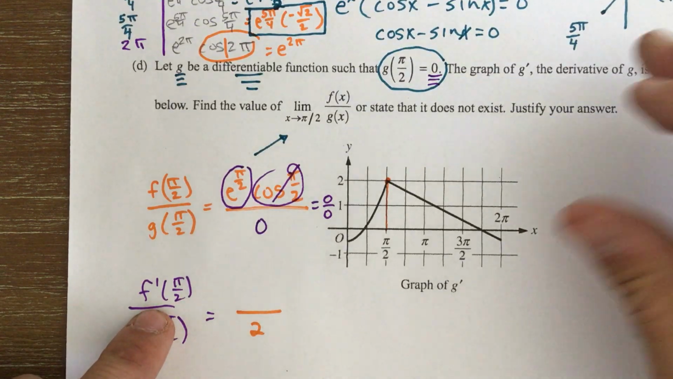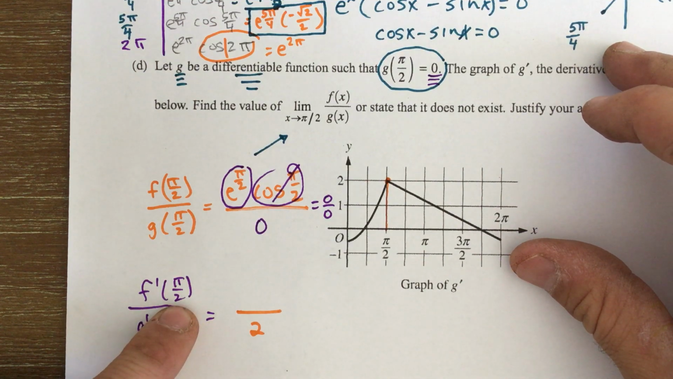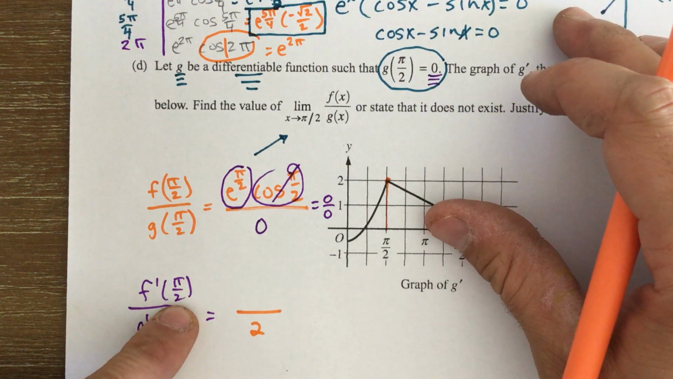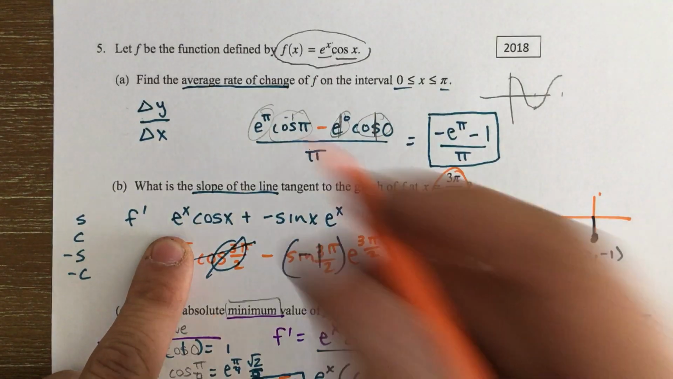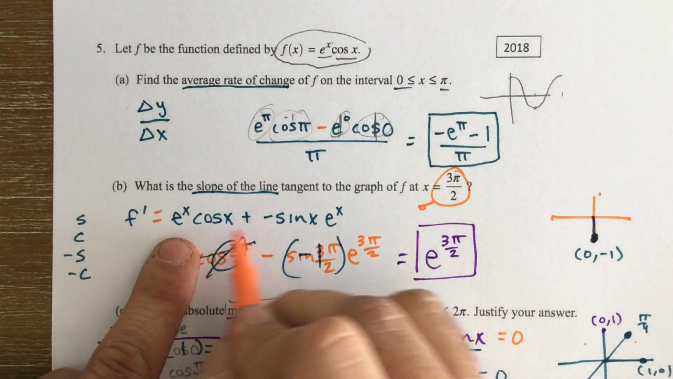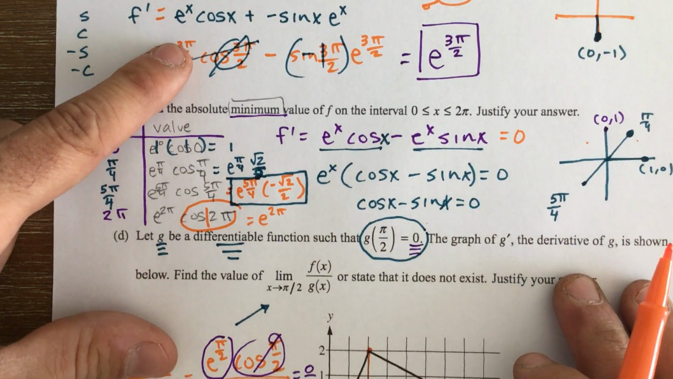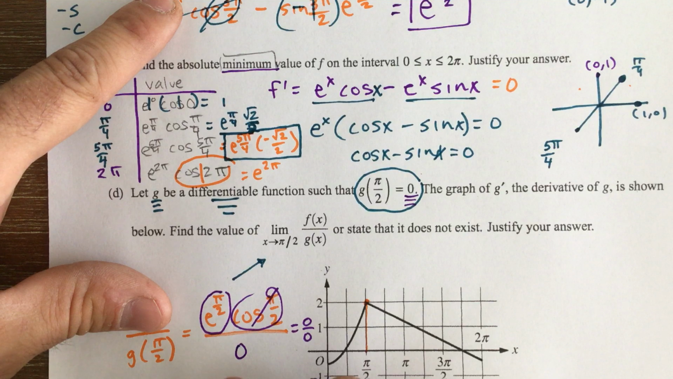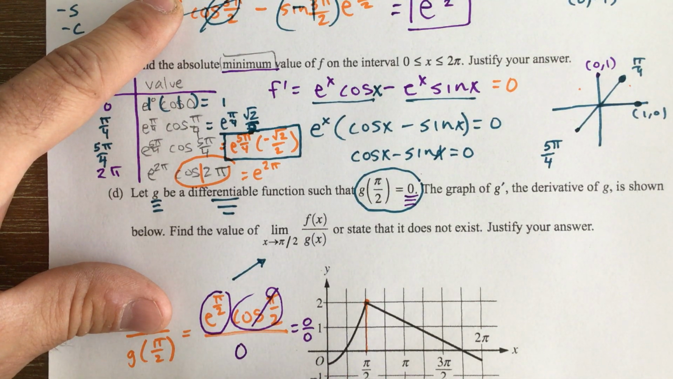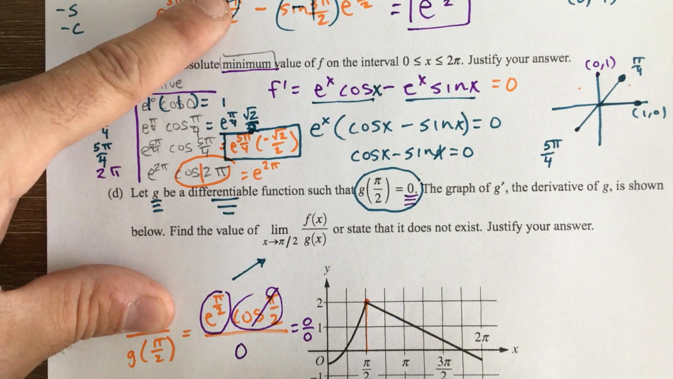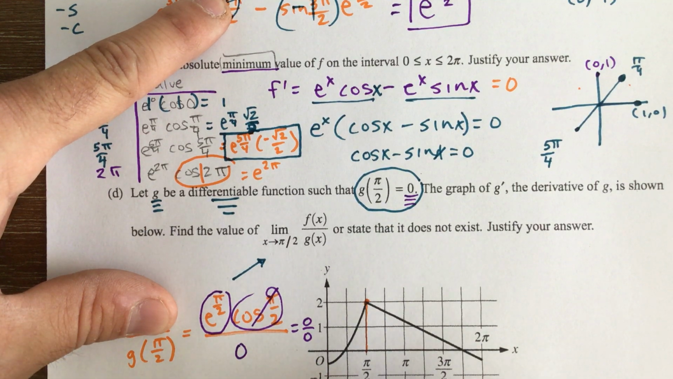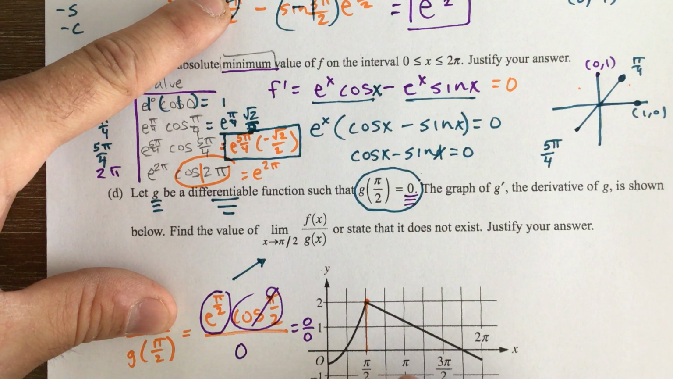And in the numerator, we have our derivative that we have to plug pi over 2 into. And I know that I've already taken the derivative. I wrote it right here. Right? The derivative is equal to that guy. So I need to plug in pi over 2 into that thing right there. Let me see if I can do it. We have e to the, plugging in pi over 2, cosine pi over 2, and then minus e to the pi over 2 sine pi over 2.